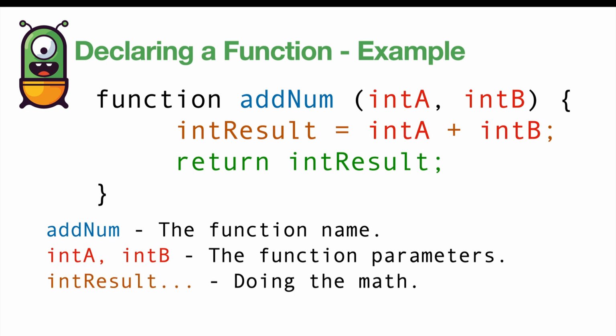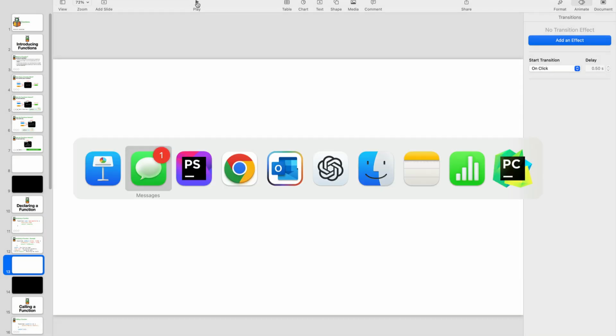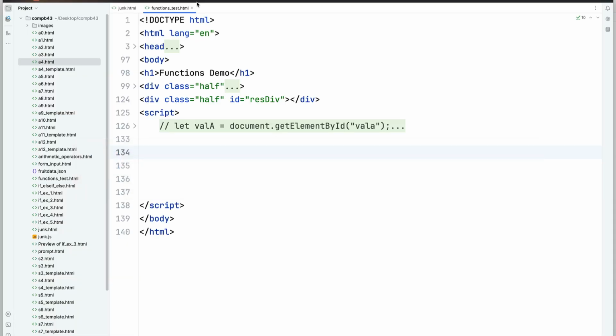And then we have int result, which is where we are putting the results of the math equation, the very simple equation of adding int a and int b. Then finally, we have the return statement where we return int result back to the main program. Let's take a look at this in an actual coding scenario so we can get a feel for how this works.